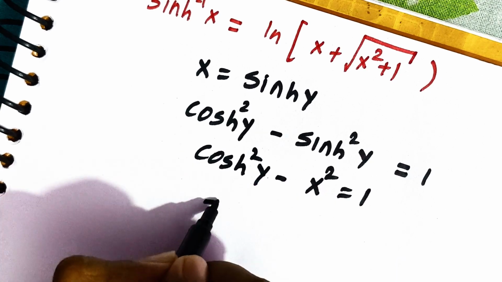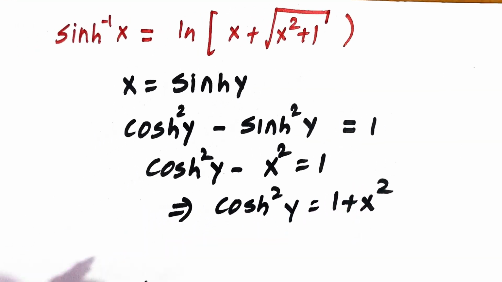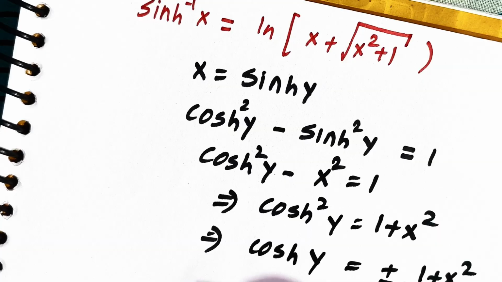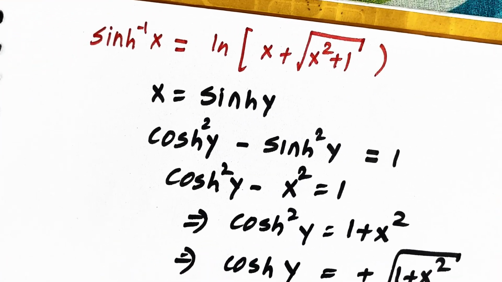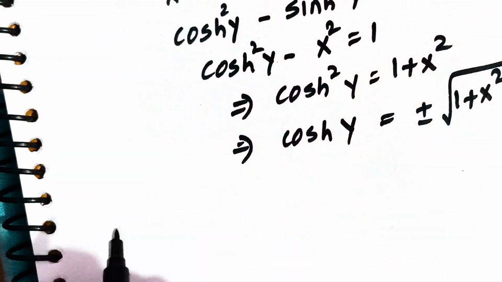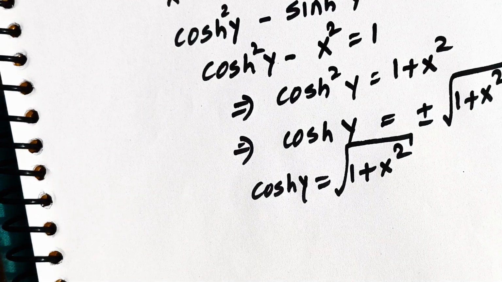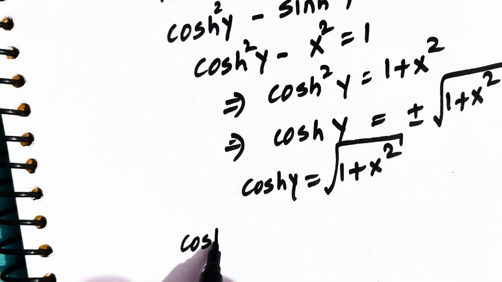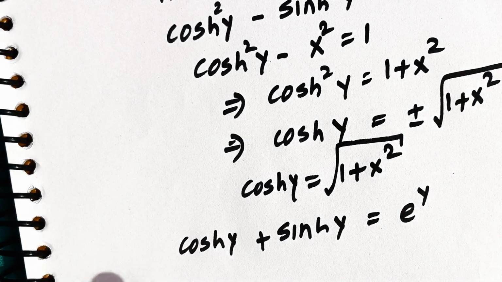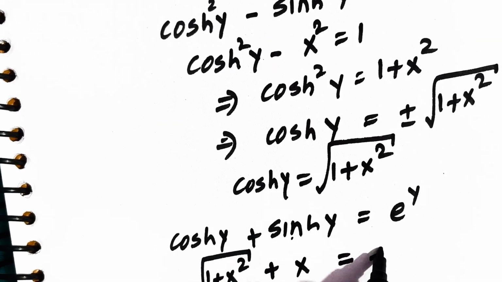If hyperbolic sine y is x, then x squared is subtracted, so what is our hyperbolic cosine squared? This is 1 plus x squared. So hyperbolic cosine y becomes plus or minus the square root of 1 plus x squared. Hyperbolic cosine y can never be negative, so we are left with the positive square root of 1 plus x squared. Also we know hyperbolic cosine y plus hyperbolic sine y is e to the power y. And hyperbolic cosine y is the square root of 1 plus x squared, and hyperbolic sine y is our x. This is e to the power y.